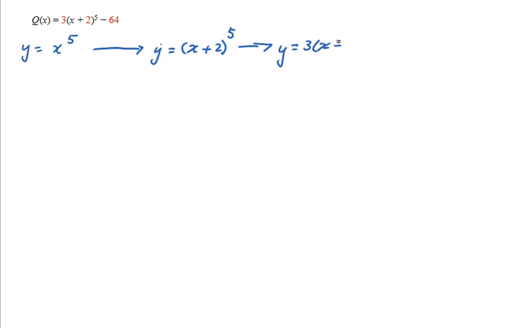Now we actually have 3 transformations in play when we see q of x equals 3 times (x plus 2) to the fifth minus 64. Starting with y equals x to the fifth, the x has been replaced by x plus 2. Then that quantity is multiplied by 3. And finally, 64 is subtracted from the previous result.